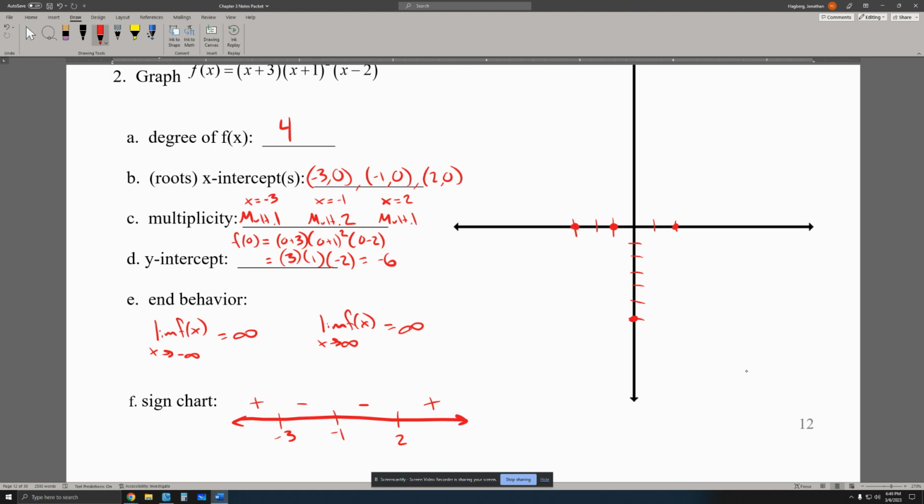All right. So we know we're coming through the 0 at -3 from positive infinity. It's going to pass through that 0. It's going to come up and hit -1, and then it's going to bounce. And then it's going to go back down, hit the y-intercept, and then come up, and then pass through our last 0 at x equals 2.